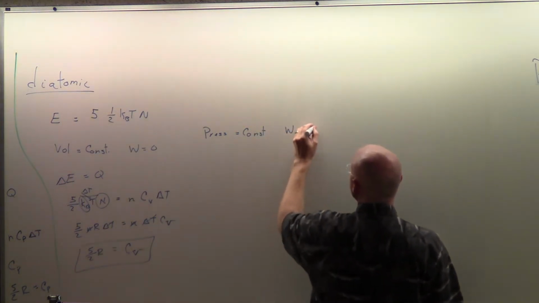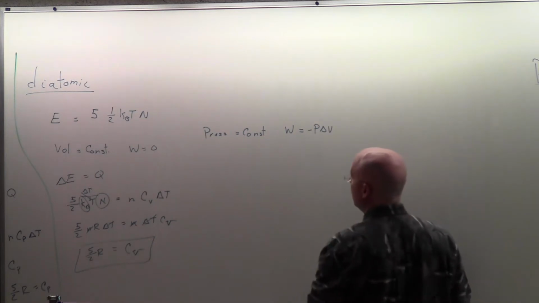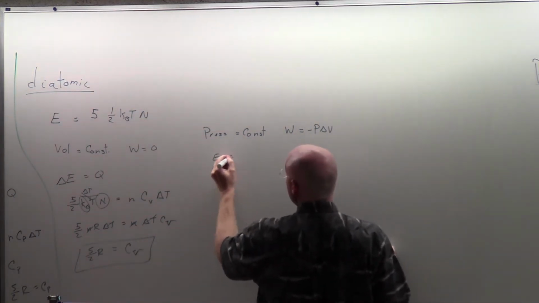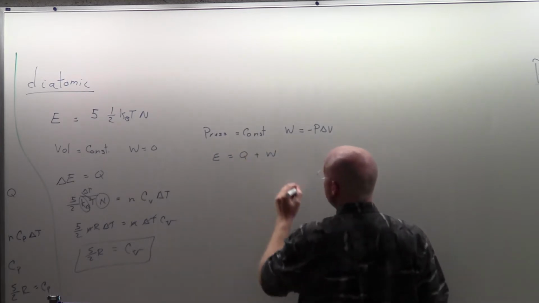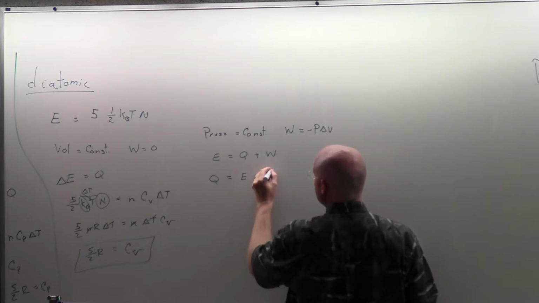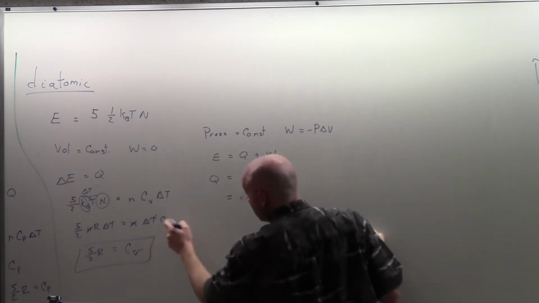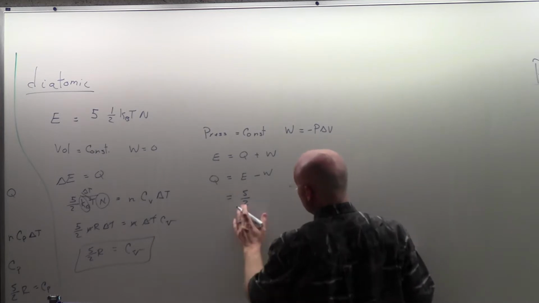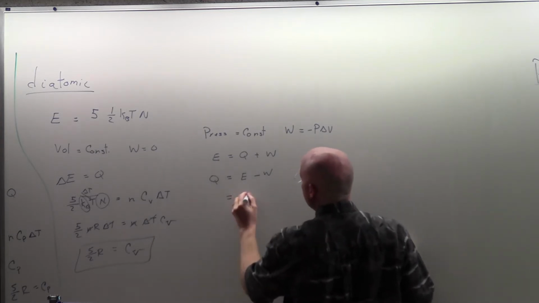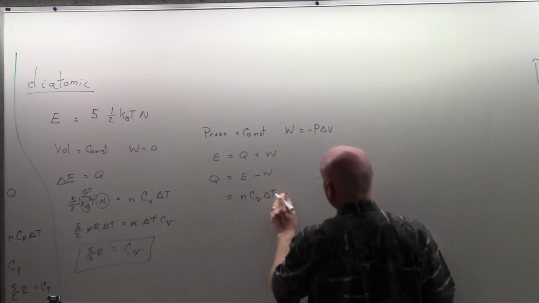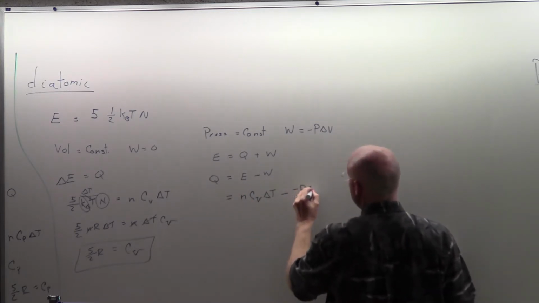Then the work equals minus P delta V again. And so delta E equaling Q plus W means that Q is delta E minus W. The delta E, as we just said, was the 5/2. Actually, I'll just write it as N Cv delta T, and then minus a negative P delta V.